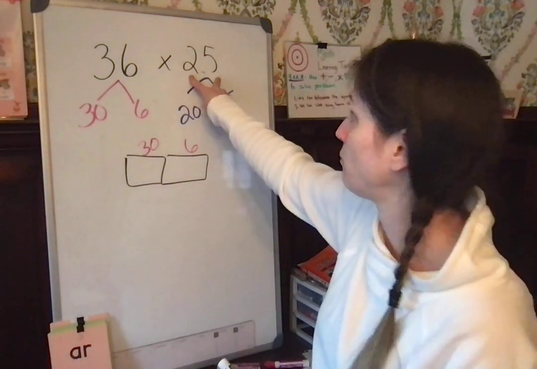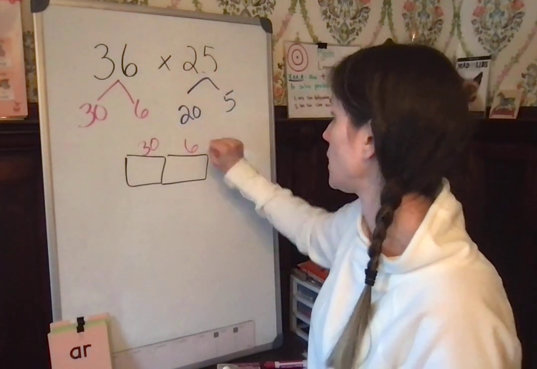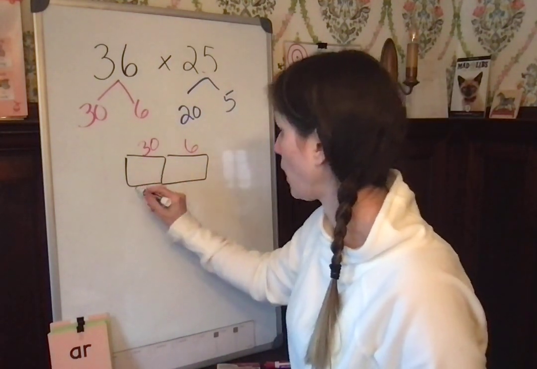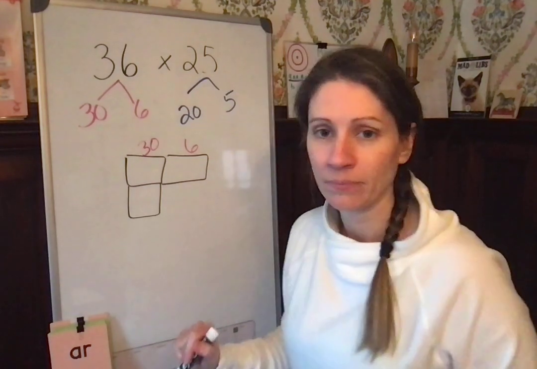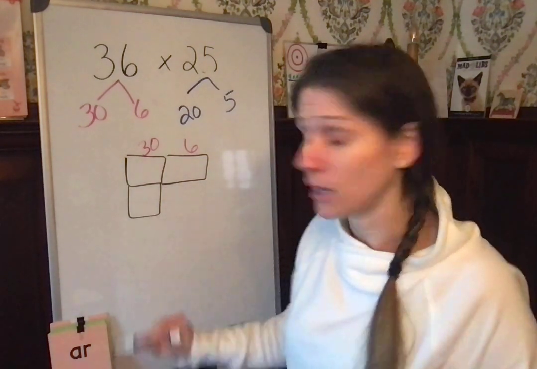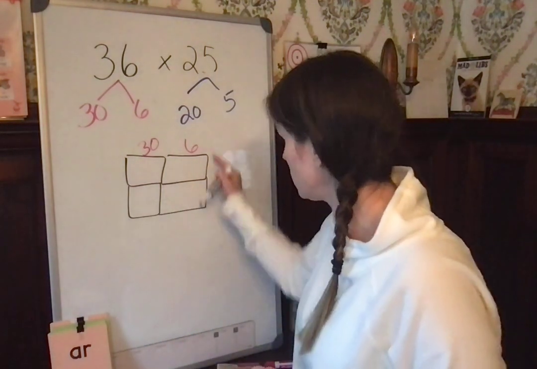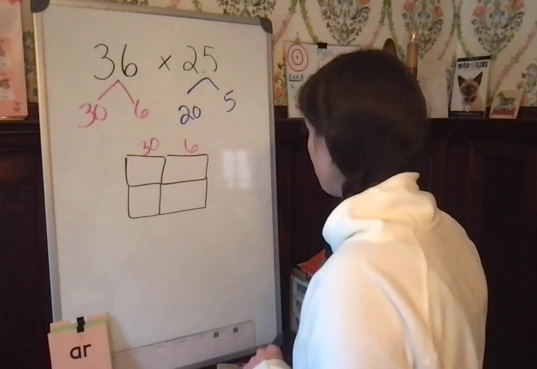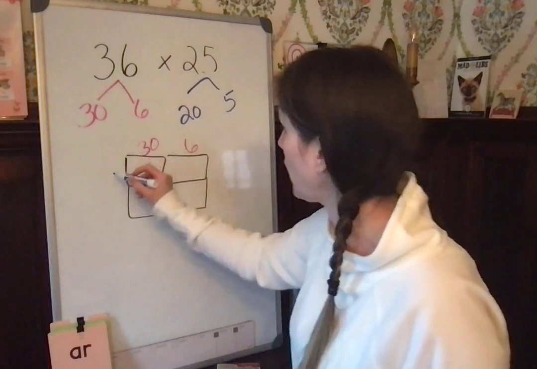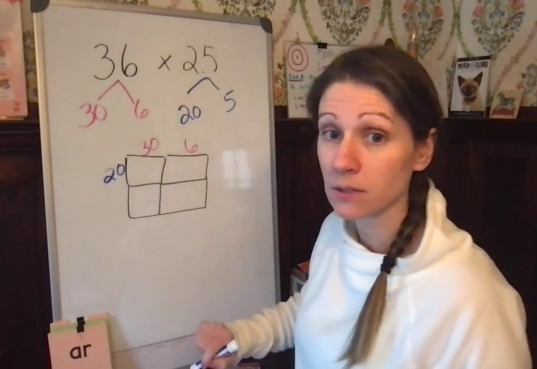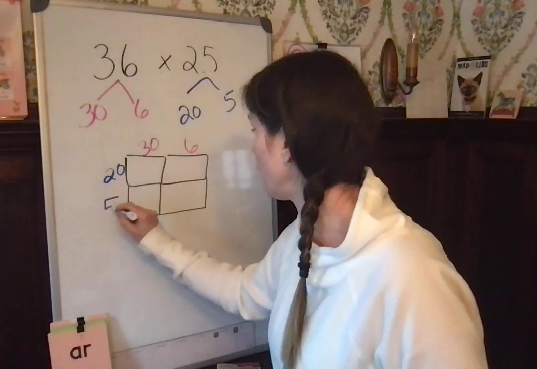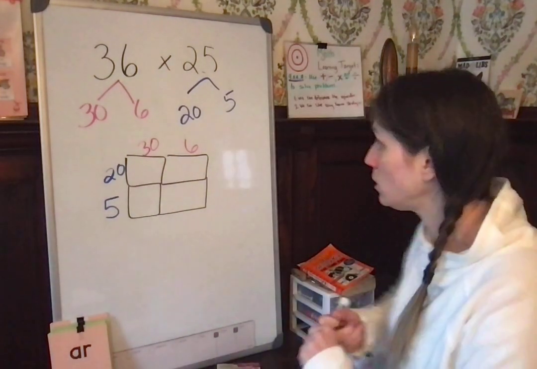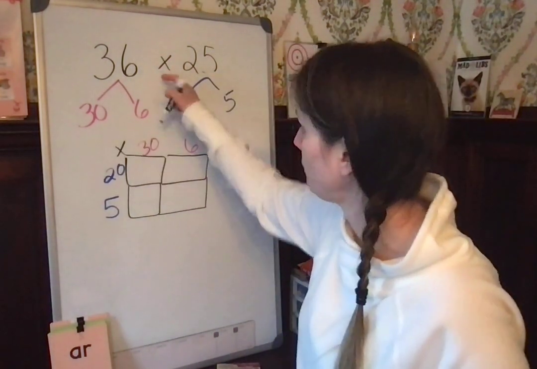Now, my 25 has 2 digits and it's broken into its 2 values. So I already have 1 box, so I need another box. And I'm gonna make it so it's a nice square, okay? And you'll see why I do that. So now I'm gonna take my 20 and put it next to this box. I'm gonna take my 5 and put it next to that box. And I'm going to multiply, right?